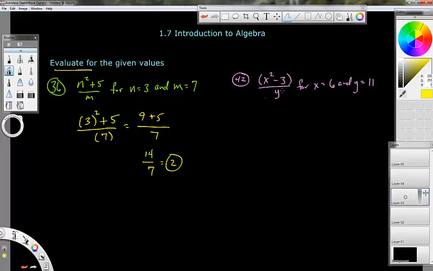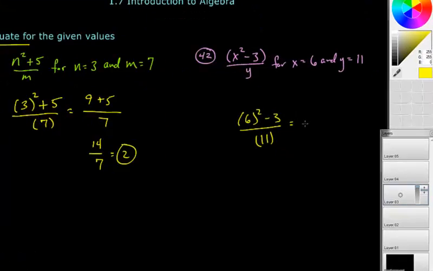All right. And on this one, same deal. We're just going to put 6 and 11 in here. So this is going to be 6 squared minus 3 over 11, like that. You'll notice I kind of ignored these parentheses on the top because there's really nothing to do. You have to work all this out anyway before you divide it by 11. Hopefully this is divisible by 11.